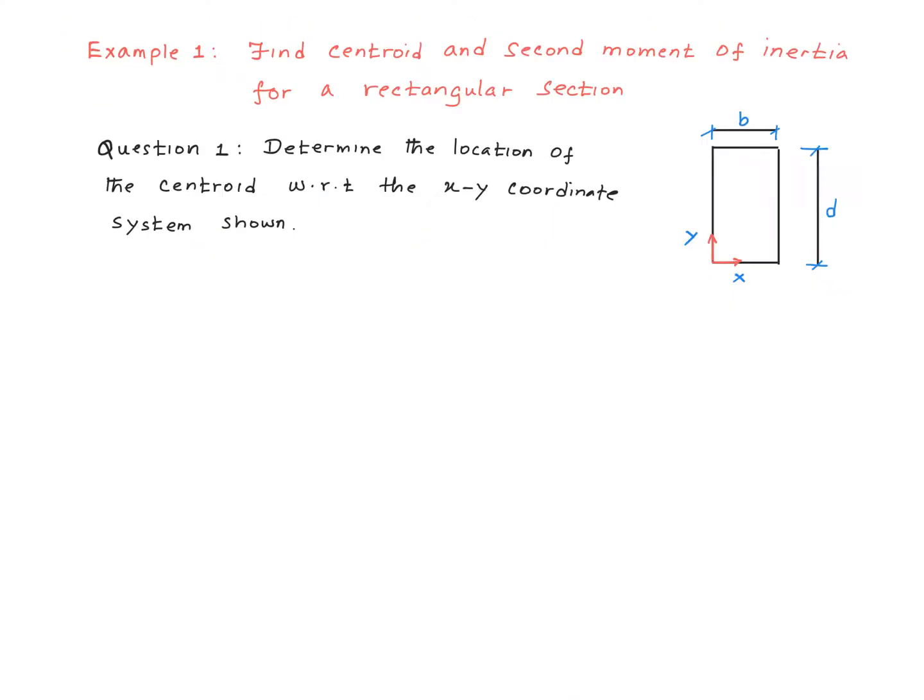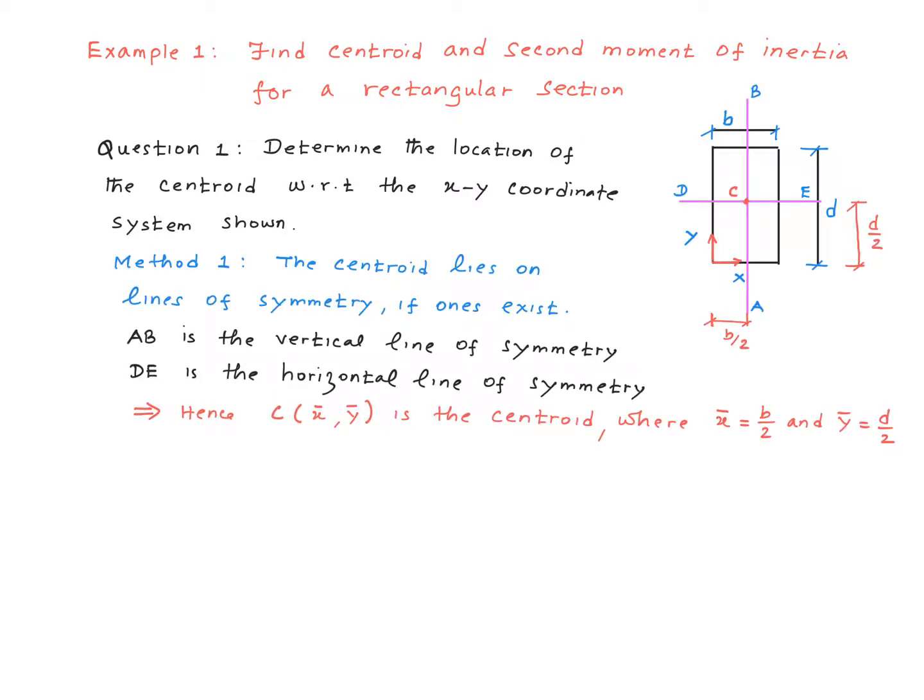My first example concerns a rectangular cross-section shown. The first question is to determine the location of the centroid with respect to the xy coordinate system shown. I'm going to show you how to do this by calculus in a second, but first let's remind ourselves that there is another way to find this also.